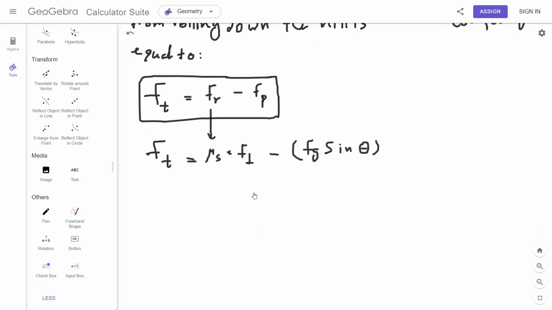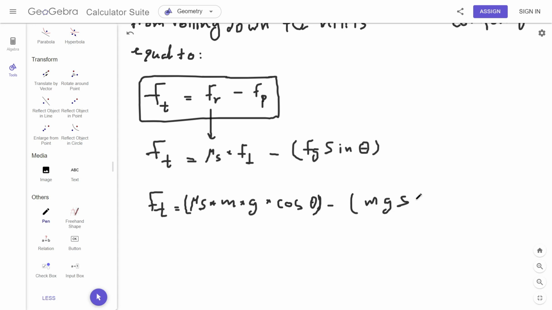We can further elaborate on this equation. The perpendicular projection of the gravitational force on the incline, which is the y component of the gravitational force, can be expressed as the mass of the boulder multiplied by the acceleration due to gravity and then multiplied by cosine theta. Similarly, the parallel force can be expressed as the mass of the boulder multiplied by the acceleration due to gravity and then multiplied by sine theta.